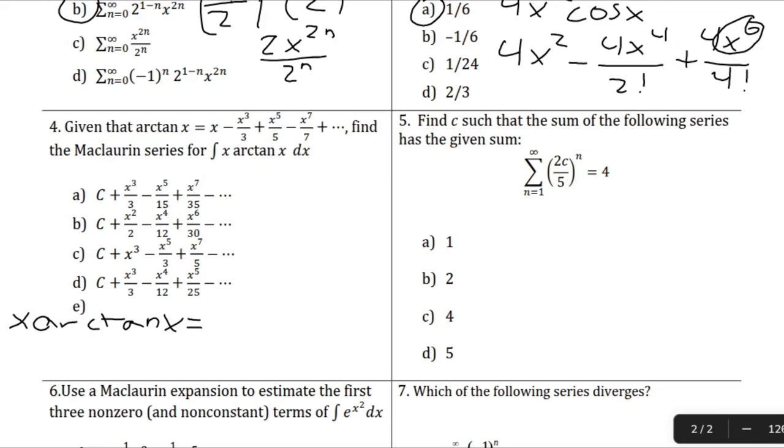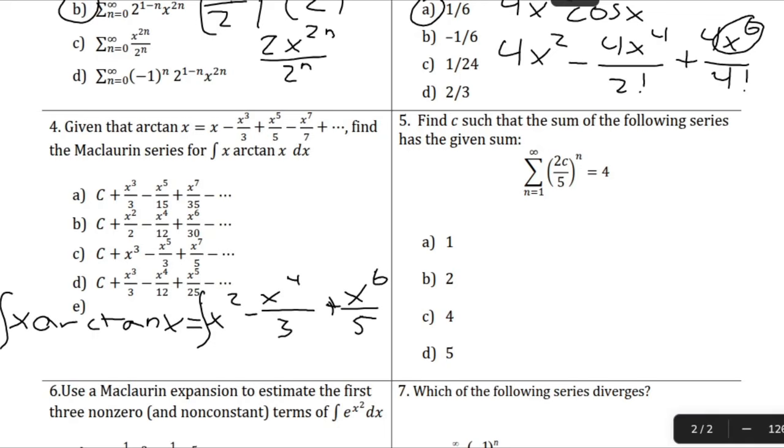We're going to be having x squared minus x to the 4th over, sorry, not over 5. That's going to be over 3, plus x to the 6th over 5. And then we just need to take the integral of this, because that's what it asks.